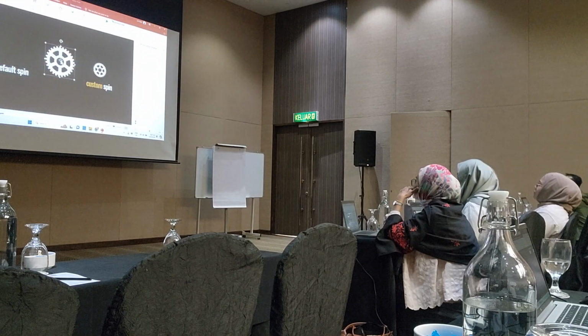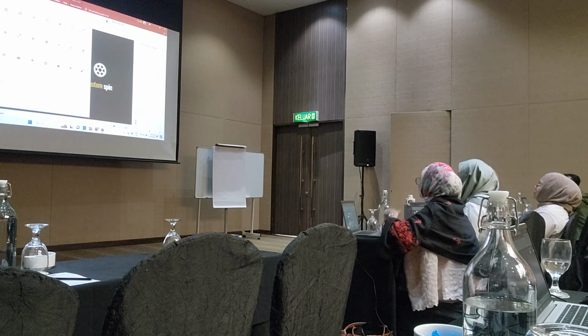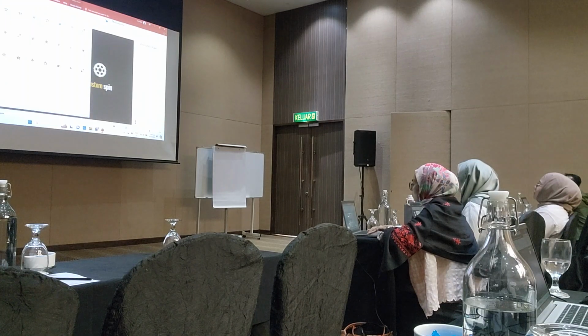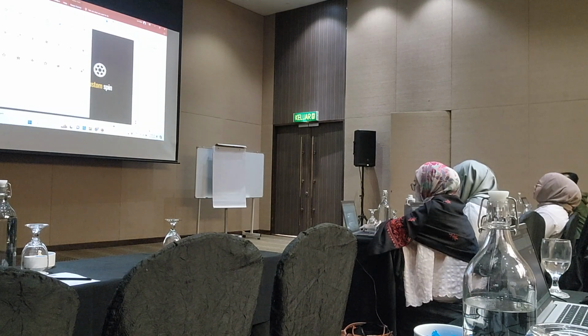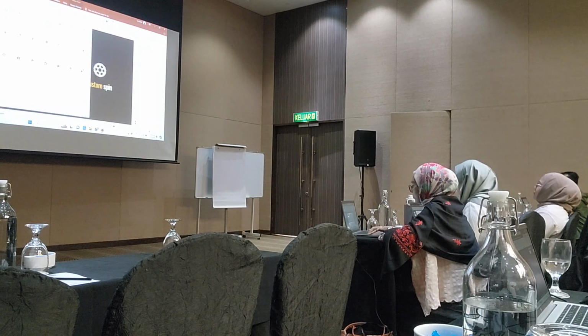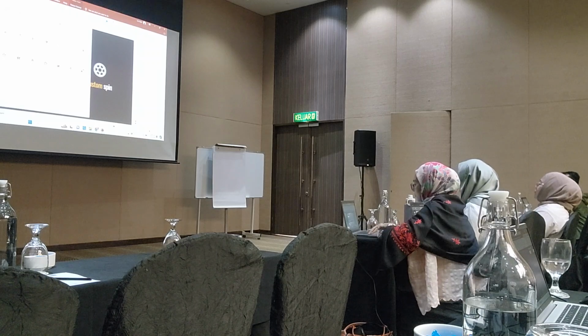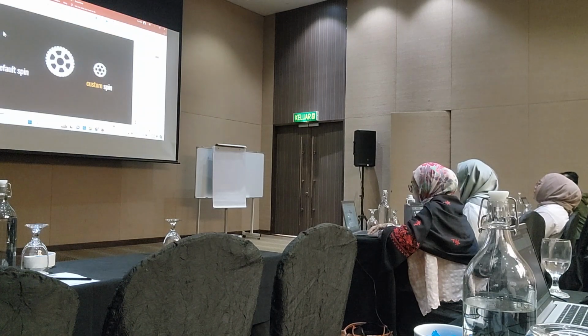Under animation, if you drop down, area warna kuning ni, this yellow area which is emphasis. Emphasis ni, your object doesn't come in or go out. It's there, it's on your slide. You just want to create a little bit of movement. So under the yellow area, there's a function called spin. So let's spin it. Dia akan spin.